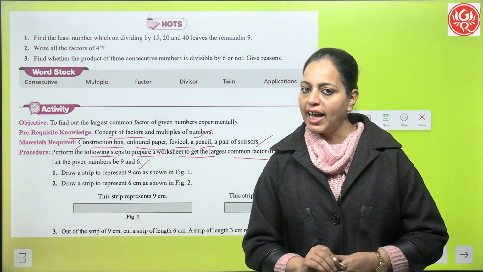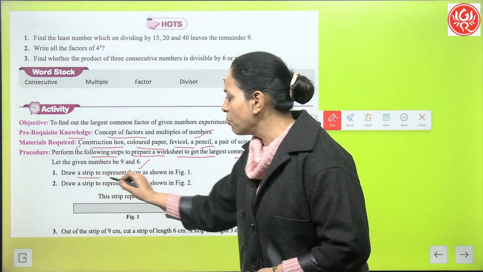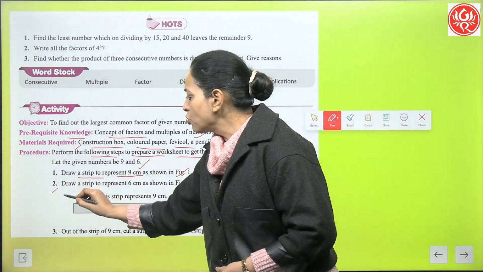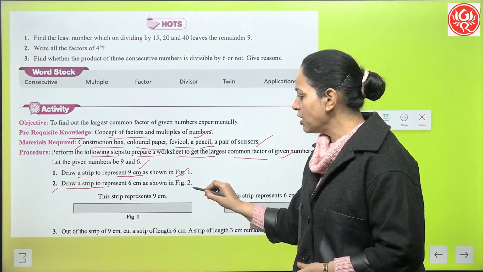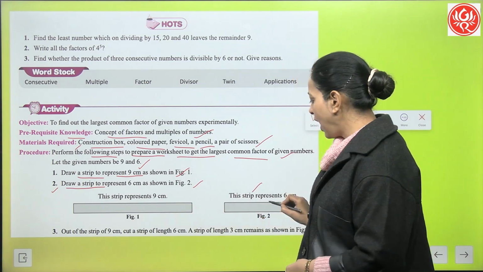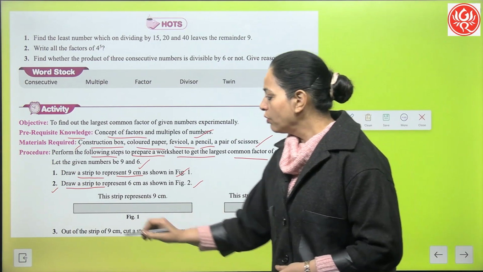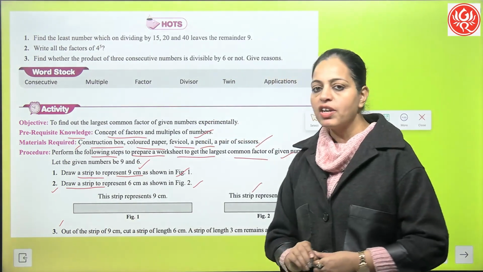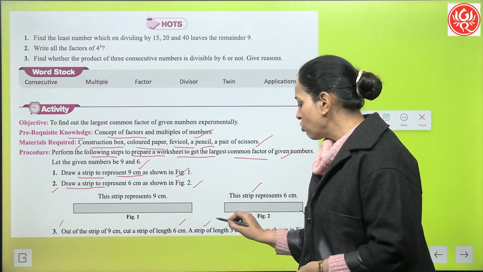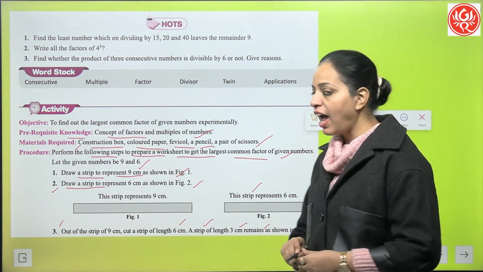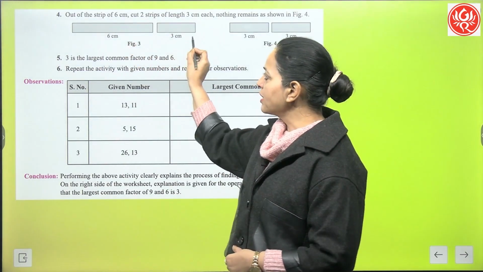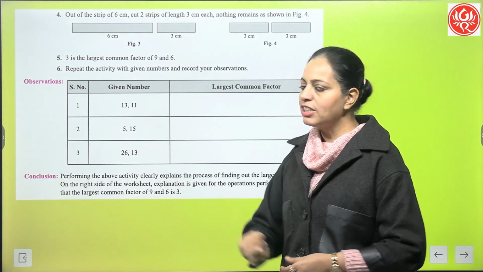Let the given numbers be 9 and 6. The first one, draw a strip to represent 9 cm as shown in this figure 1. Then step 2, draw a strip to represent 6 cm as shown in figure 2. Okay, हम 2 strips ले लेंगे, 9 cm and 6 cm. Now the third one, out of the strip of 9 cm, cut a strip of length 6 cm. A strip of length 3 cm remains as shown in figure 3. So we will get like this. हमने cut कर लिया 3 cm strip from 9 cm strip.